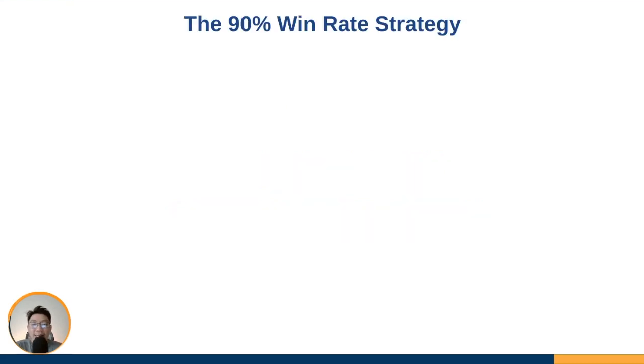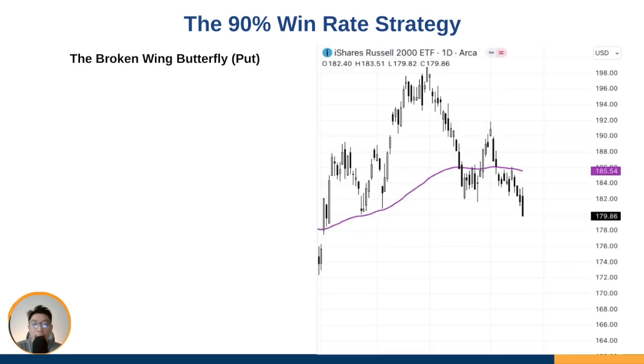So what is this 90% win rate strategy? There are a few of them. It depends on how you construct it. But the one I'm talking about in this video is none other than the broken wing butterfly. And for this video, I'm going to mainly focus on the put side, right? So this will be the put broken wing butterfly.